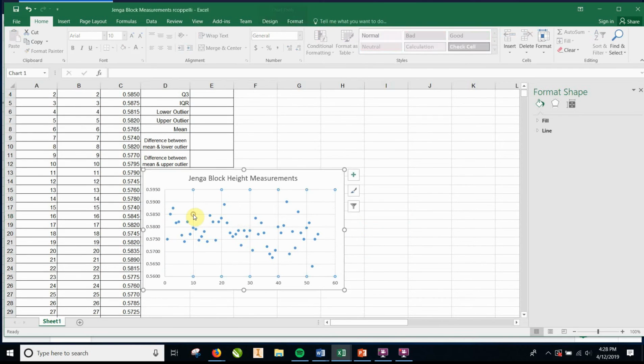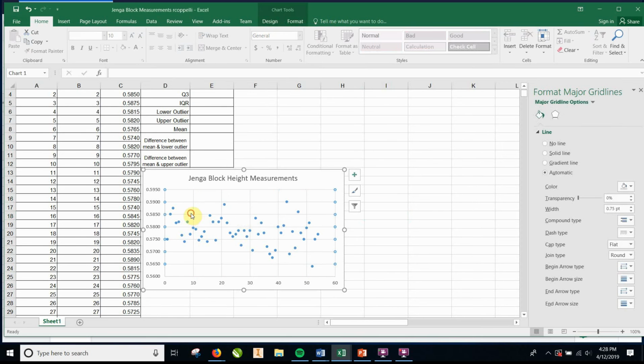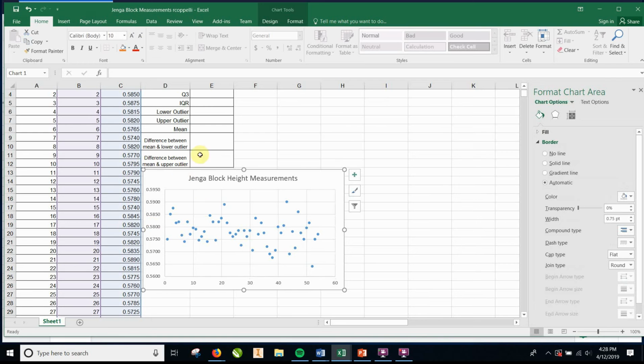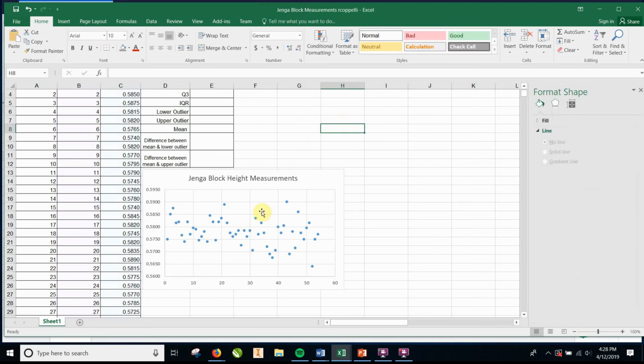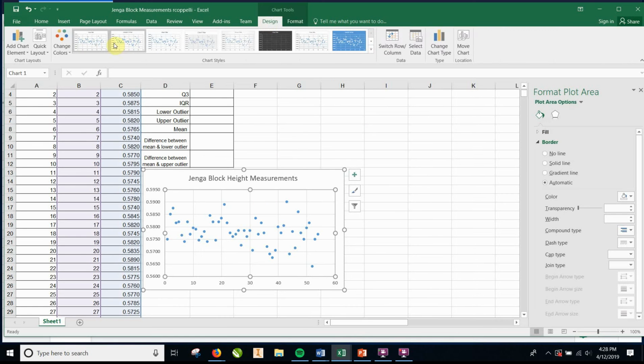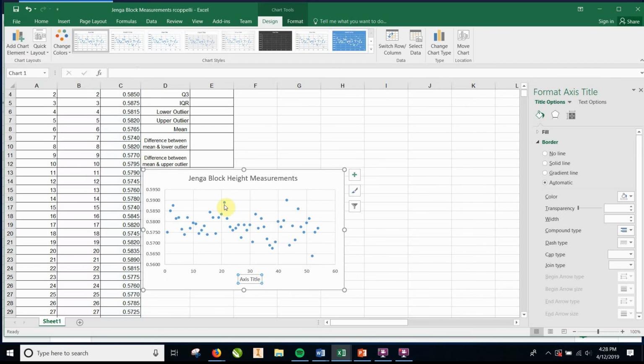If I click on my graph, sometimes it goes there, but just go to design right here, chart tools. Notice it won't come up till you click on it. Go to design and then add chart element right here. And we're going to do axis titles. We're going to put one for horizontal. And what should we call this? Yes, you probably guessed it, the block number. So we've got block numbers 1 through 54.